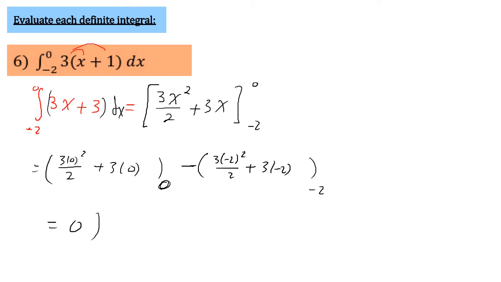So it's 0 minus: negative 2 square is 4, 4 divided by 2 is 2. So 2 by 3 is 6, minus 3 times negative 2 is 6. So 6 minus 6 is 0. So the area is 0, or the value of this integral is equal to 0.